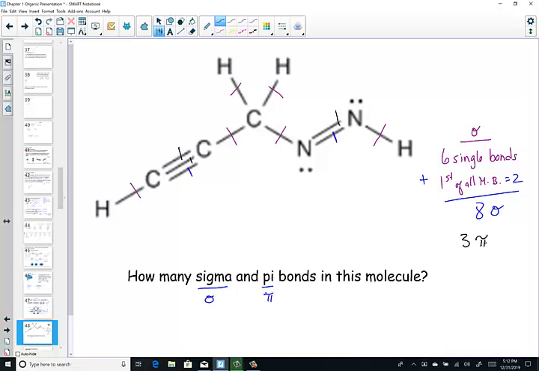Of the 11 total bonds, 1, 2, 3, 4, 5, 6, 7, 8, 9, 10, 11, there were 11 bonds in that structure. 8 of those 11 are sigma, the other 3 are considered pi. All sigma bonds align on the same axis. All pi bonds overlap either above or below the axis.